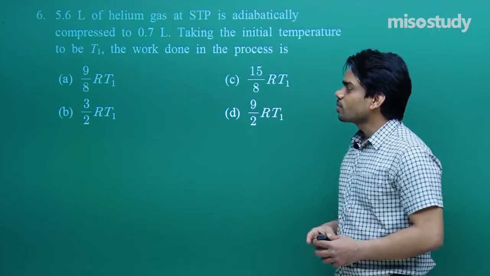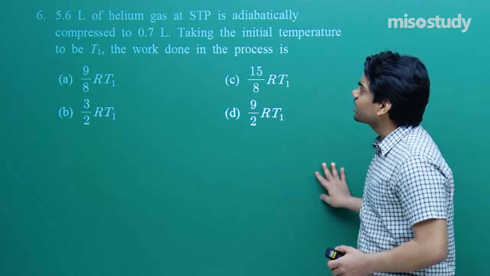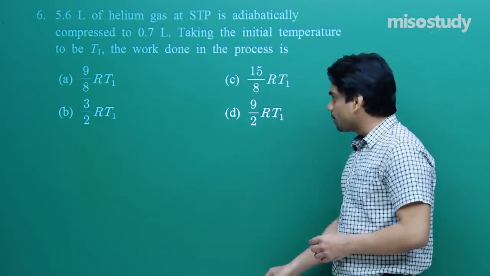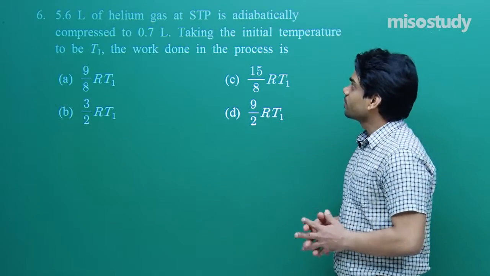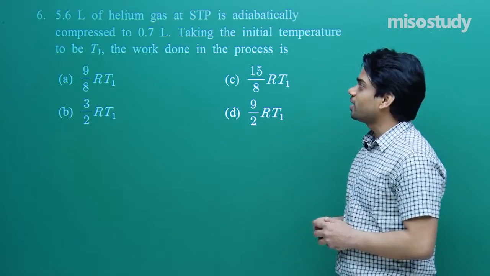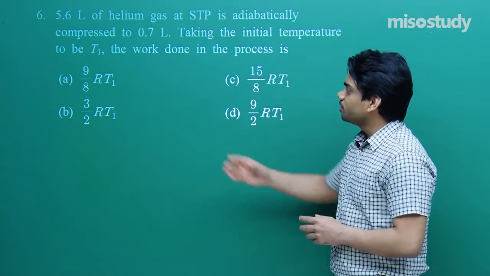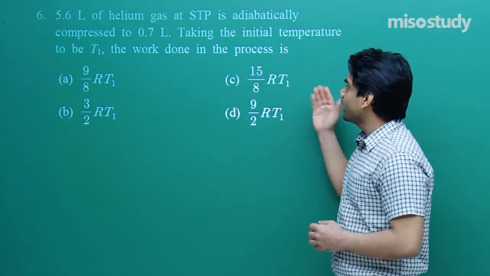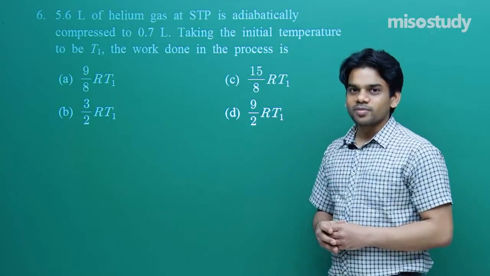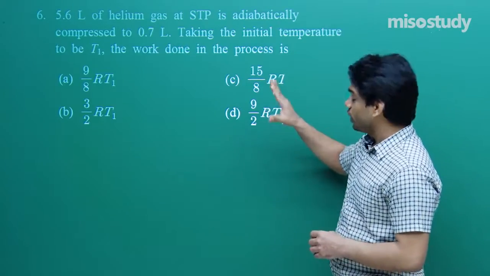Question number 6. 5.6 liter of helium gas at STP is adiabatically compressed to 0.7 liter. Taking the initial temperature to be T1, the work done in the process is A 9/8 RT1, B 3/2 RT1, C 15/8 RT1 and D 9/2 RT1.